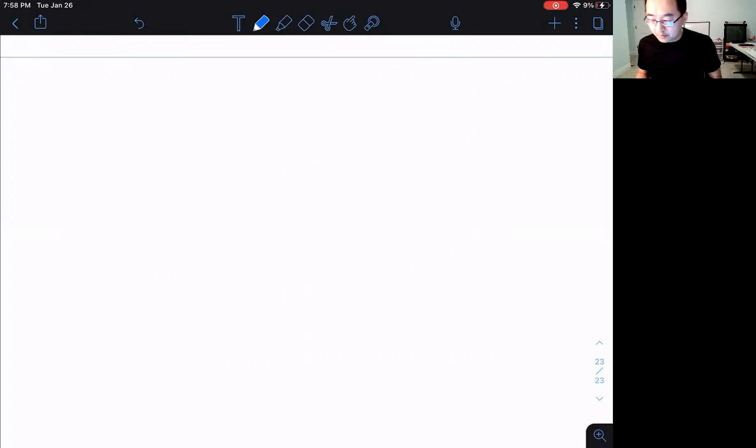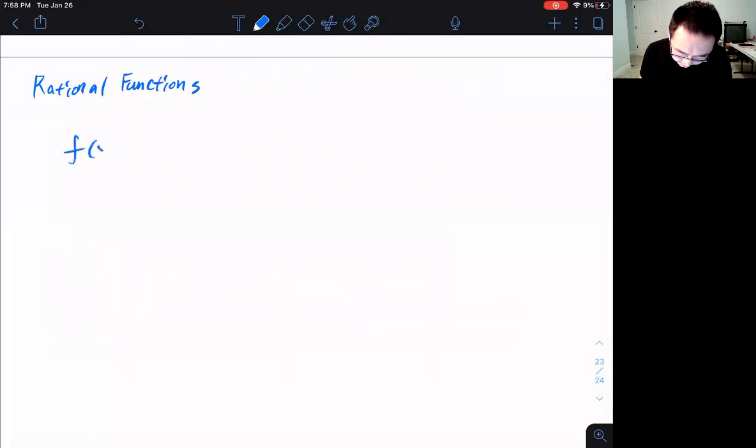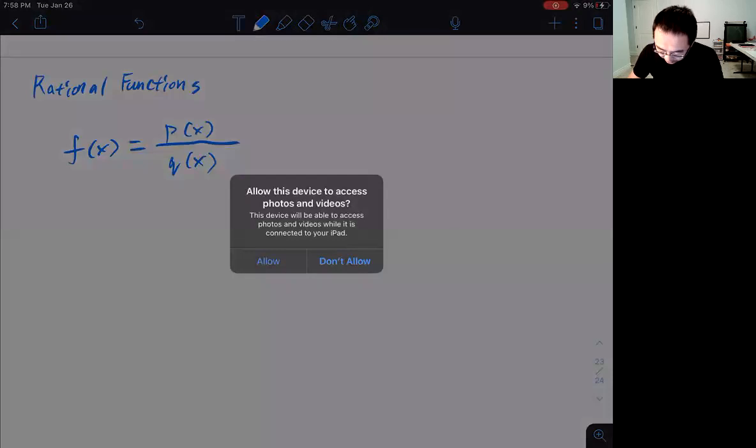So, last topic for chapter 3. I know this has been a long chapter, probably a long video, and I hope you took some breaks. It's rational functions. A rational function is a function that can be written as f of x equals p of x divided by q of x. So really it's just two functions divided by each other. This is called a rational function.